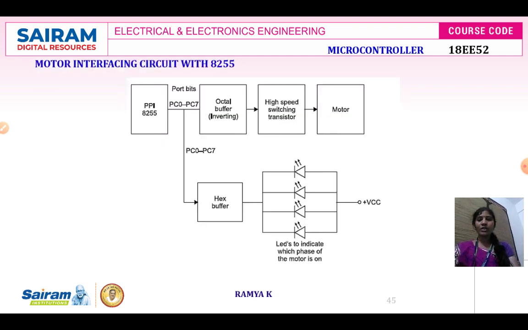This is your motor interfacing circuit with 8255. First you have 8255, your parallel peripheral interface. This 8255 has three ports, port A, port B and port C. In this we are going to use port C for controlling the bits, so port C upper and port C lower. We have a buffer called octal buffer which is mainly meant for inversion purpose, and there is a high speed switching transistor which switches your motor.